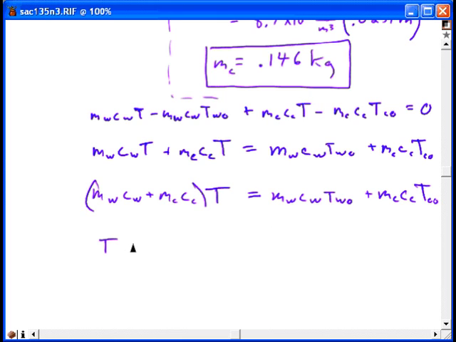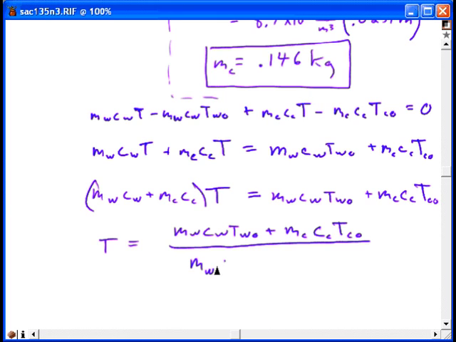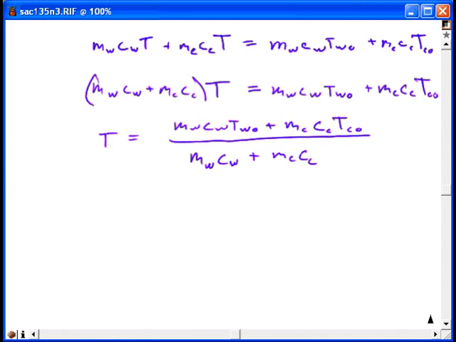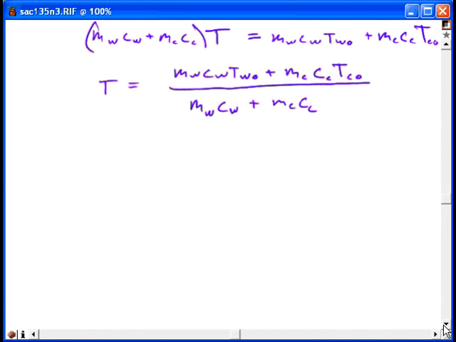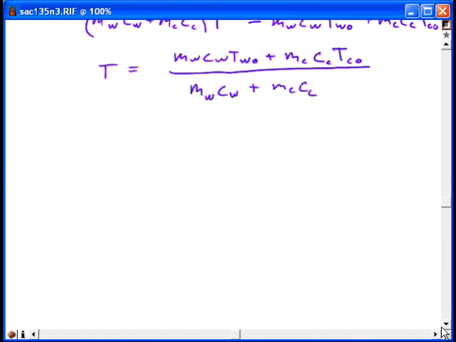Okay, finally solving that for T, I get this big expression. So I've just divided both sides by the expression in the parentheses on the right. Don't make any silly algebra mistakes. You can't cancel the CW's and the C's and the MC's here. Try it with some simple numbers and you'll see that it's just not true. It won't be the same as the original expression if you do that.